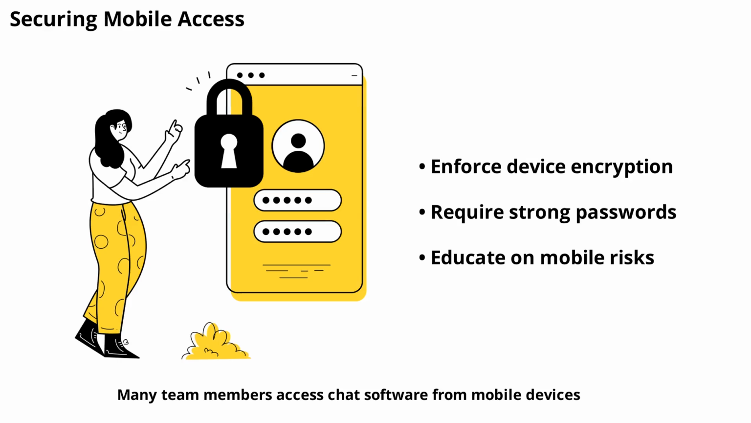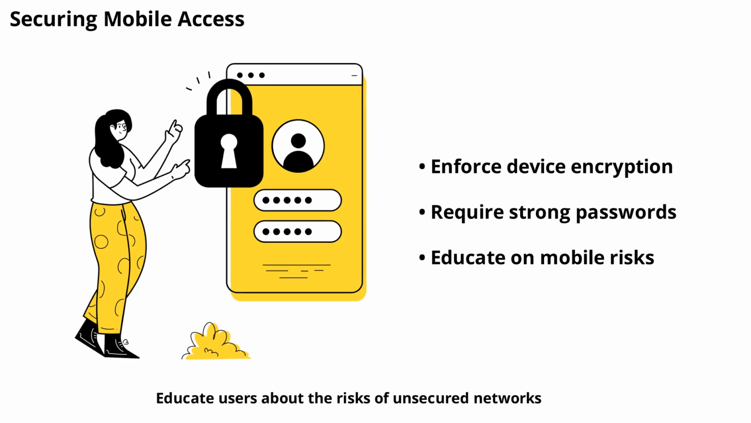Many team members access chat software from mobile devices. Ensure that mobile access is secure by enforcing device encryption, strong passwords, and remote wipe capabilities. Educate users about the risks of unsecured networks and the importance of keeping their devices updated. Mobile security is a critical aspect of protecting your team's communications.